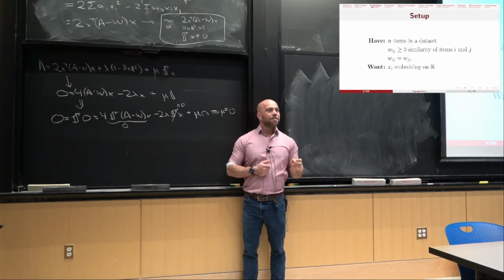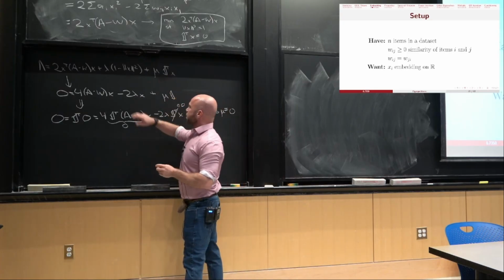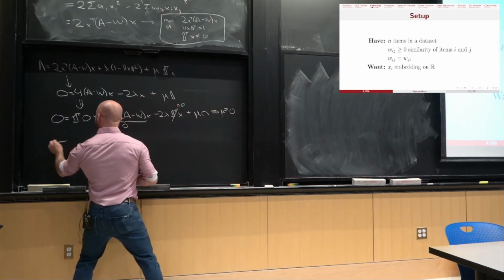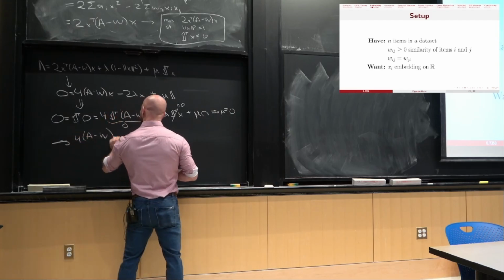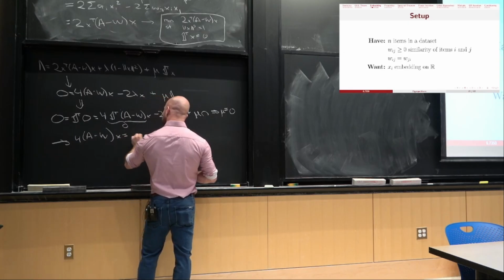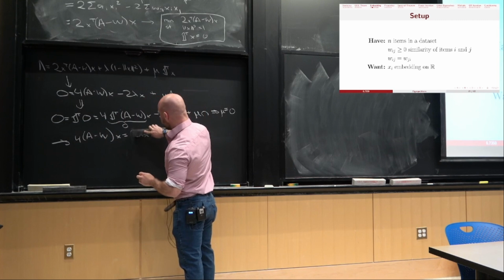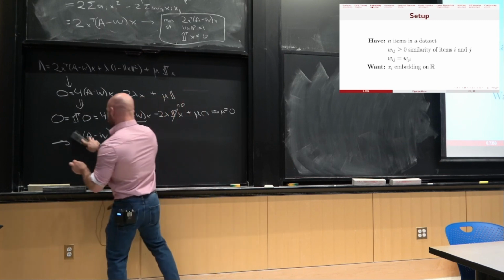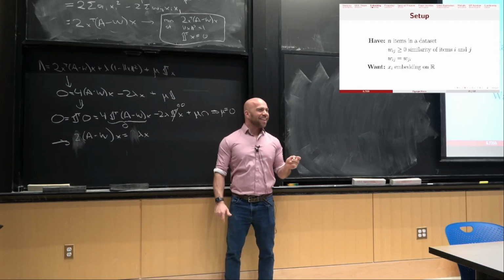Okay? So what does that allow us to do? Well, we plug in mu equals 0 there, or here rather, and we can conclude that 4(A minus W)x is equal to 2 lambda x, which of course is an eigenvalue problem if I just divide both sides by 2, like that. Cool? Isn't that sneaky? That's kind of a fun trick.